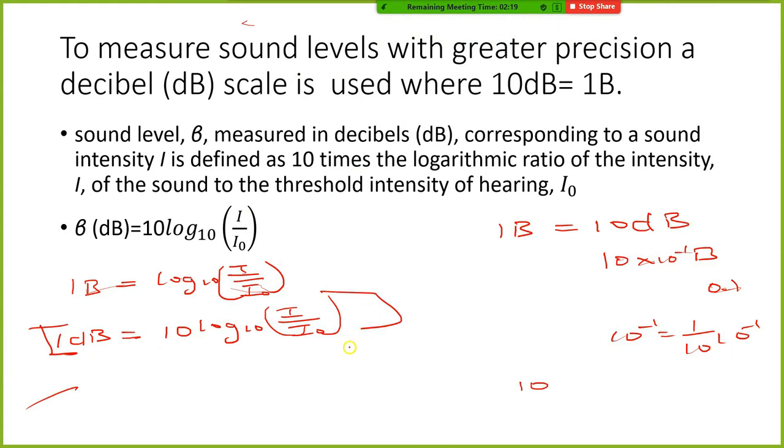You have to remember this one. At all times, guys, the threshold intensity of hearing is divided, right, in the denominator here. So at all times, that's a general format of the equation. And you will see it when we work a particular question.